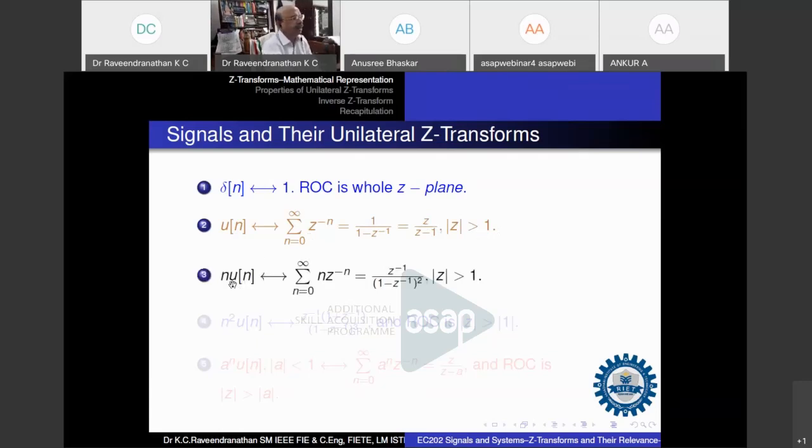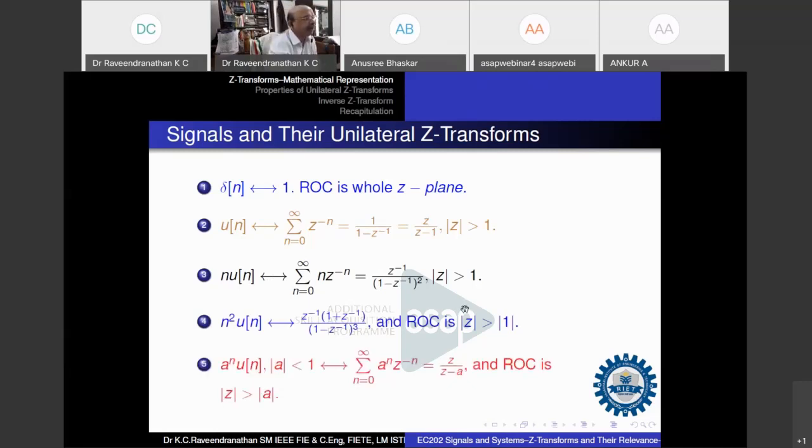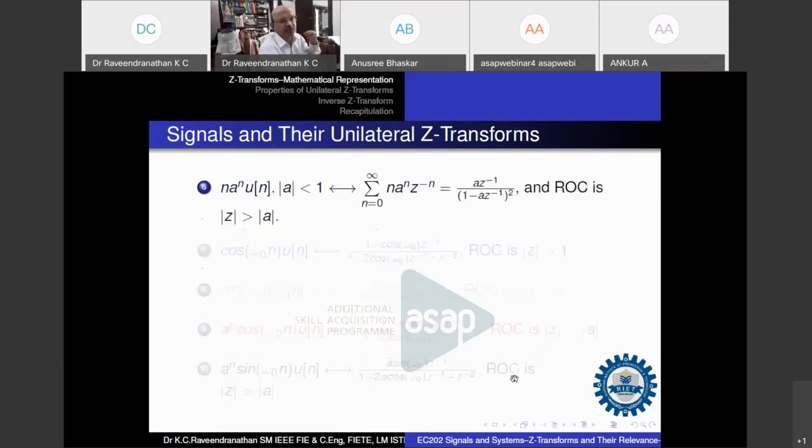Then if you multiply by n, this is called the unit ramp sequence. So n u[n], similarly, you will get this function, z raised to minus 1 by and so on. Then n squared, you have this. Then a raised to n into u[n], where a is less than 1, only then it will converge for this condition. So you will get a value of z by z minus a, and the region of convergence is the absolute value of z greater than a. Now we have n a raised to n u[n], so it has this assumption and so on.